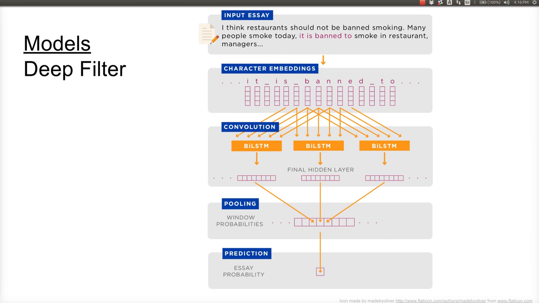Let's talk about my models. DeepFilter is a convolutional neural network that uses a deep network as its convolutional filter. The inputs are sliding windows of character embeddings. The convolutional filter is a bidirectional LSTM where the final hidden state is fed through a fully connected layer to a sigmoid activation. This gives the probability that each overlapping window of text was written by an ELL writer. These probabilities are sent into a mean or max pooling over time layer to get a document level probability. I minimize the log loss between these predictions and whether the essay was actually written by an ELL student. Dropout is applied on the way into and the way out of the convolutional layer.